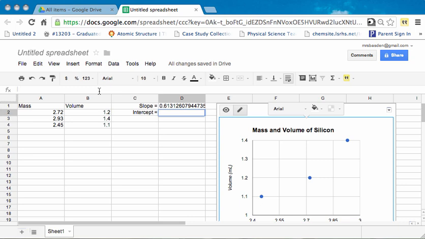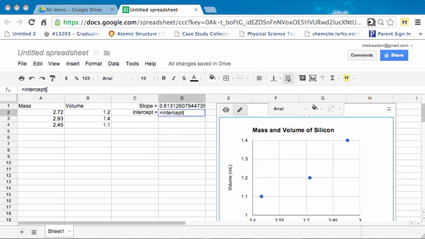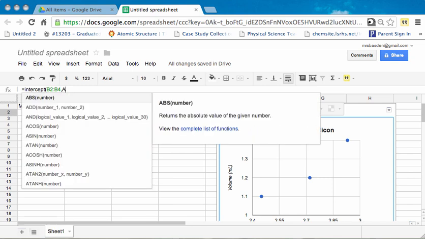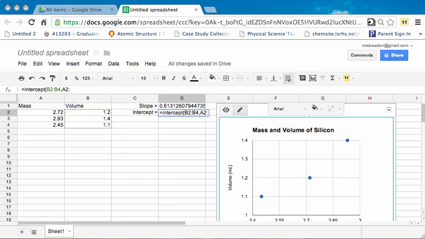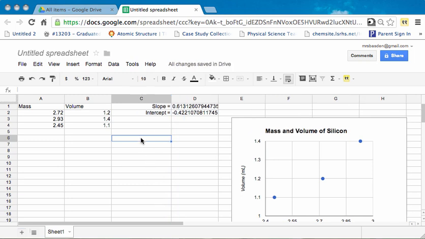Okay, so now to do intercept, same thing. I'm going to go up here, I'm going to type INTERCEPT, and then same data. So B2 colon B4, comma, A2 colon A4, close parentheses, and then that's your intercept value. Okay, so now once we have those, I'm going to go down here. I'm going to stretch this out a little bit. And then I'm going to write my equation down here.